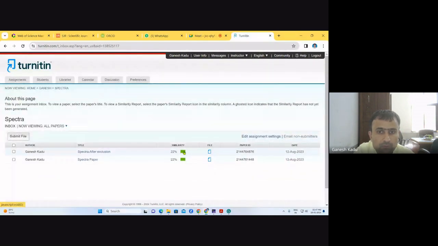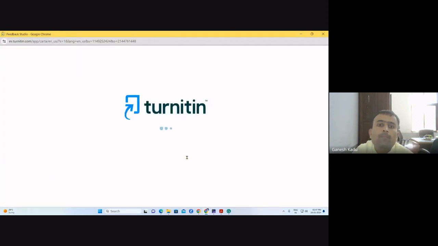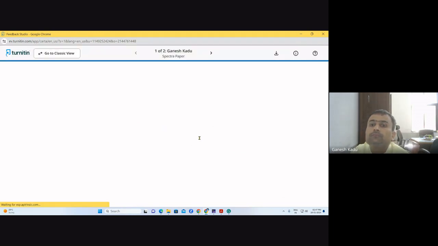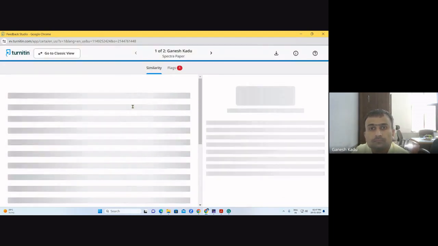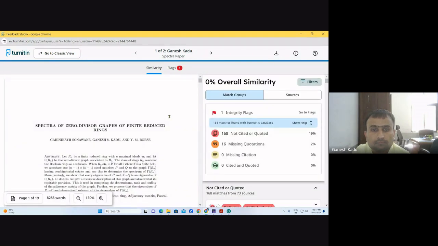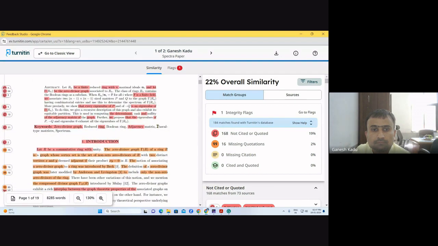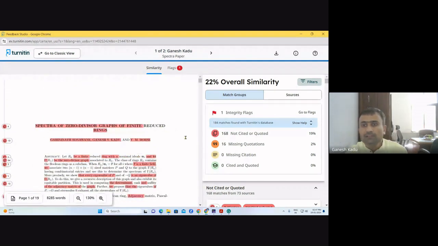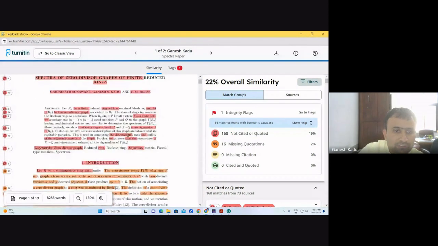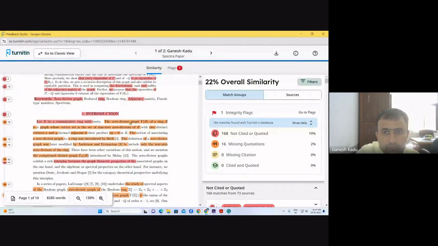Yeah, this 22%. So this was my old file. So here there is a 22% of similarity, and now you begin to see various colors. So this orange part is quoted from some other paper. This red part is from some other.